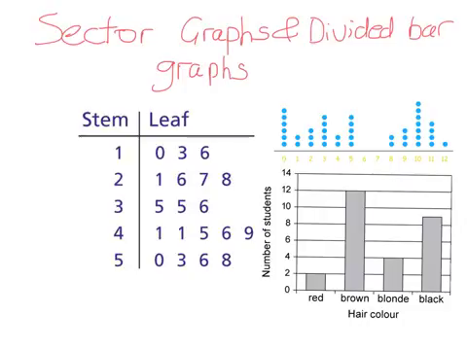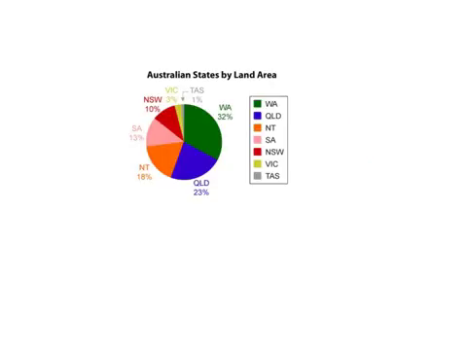So I'm just going to show you what a sector graph looks like. So on your screen now, you can see a sector graph. Now, you might have heard it called a pie chart. I don't really care what you call it. So we see that it says information about Australia's states by land area, but it doesn't actually tell you what the land area of any of those states actually is. You can see it just shows you the percentage.